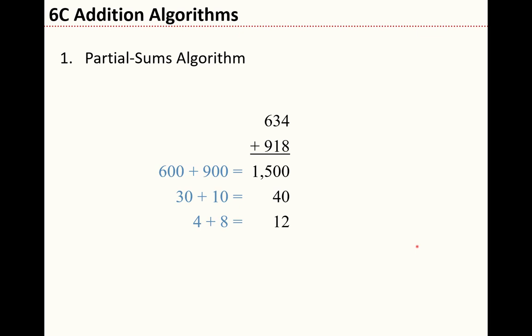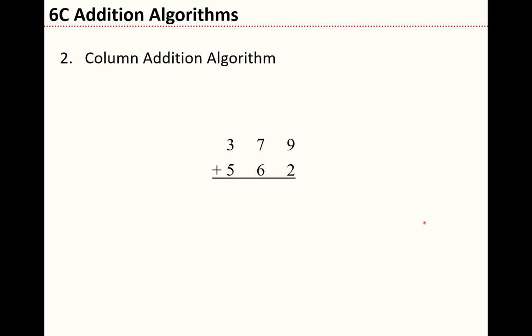We find those 3 answers, and then we can add those together. And the answer at the end, 1552. So partial sums algorithm, it takes your number, it breaks it into parts, and it finds the sum of those parts. Okay, number 2. Column addition algorithm.